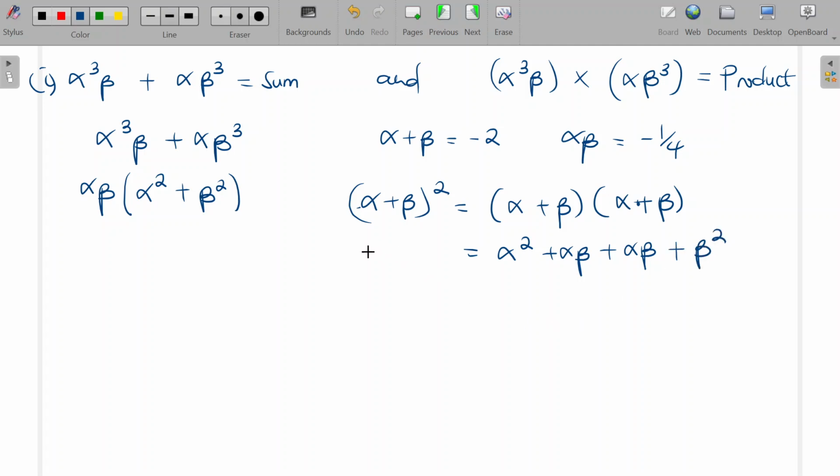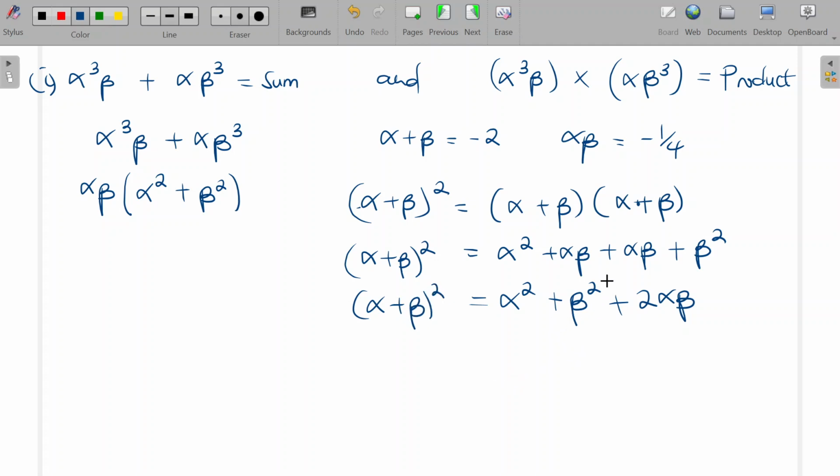Okay, and then here you have alpha plus beta, which is squared. Now here you're going to have alpha squared. You bring the beta squared because that's what we are looking for. Then these two are going to add. You're going to have alpha squared plus 2 alpha beta plus beta squared is equals to alpha plus beta squared.